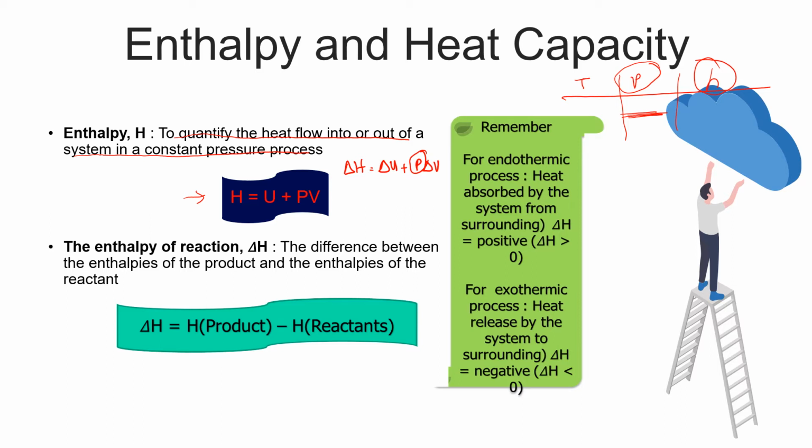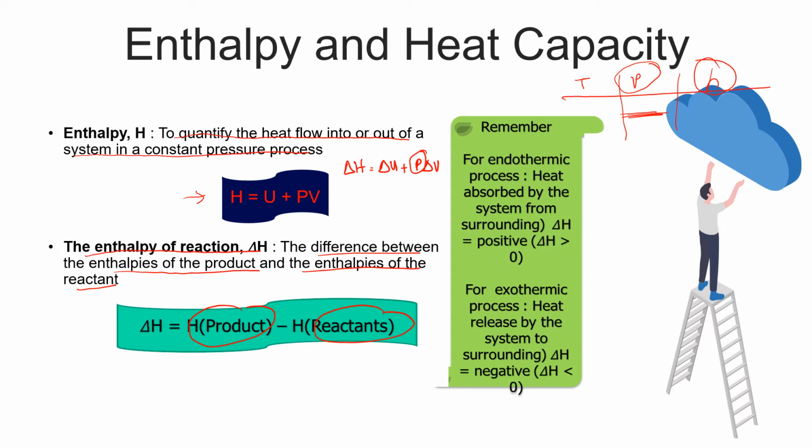Next is the enthalpy of reaction. Enthalpy of reaction is the difference between the enthalpies of the products and the enthalpies of the reactants. It must be product minus reactant. If it is reversed, it is wrong.